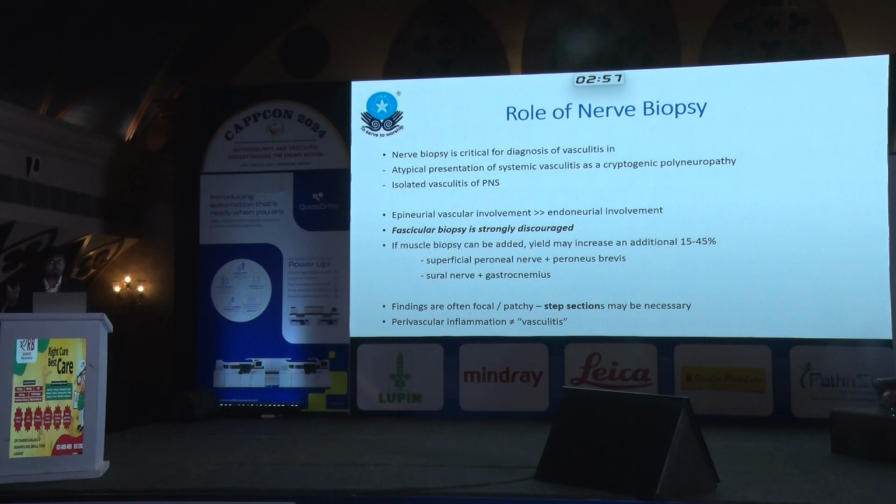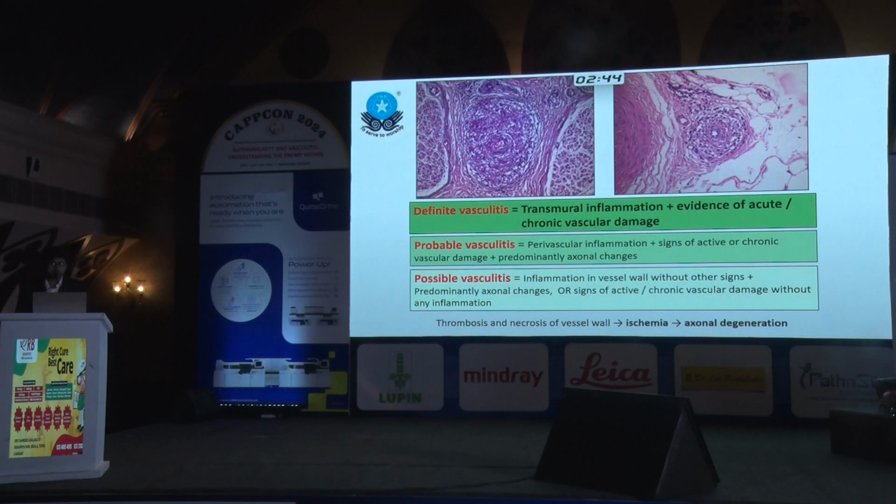Also, optimal length is required, at least 2 centimeter. 2 centimeter is called the optimal length, but it should not be less than 1.5 centimeter. Perivascular inflammation is not equal to vasculitis. So when can we call vasculitis in case of nerve biopsy?